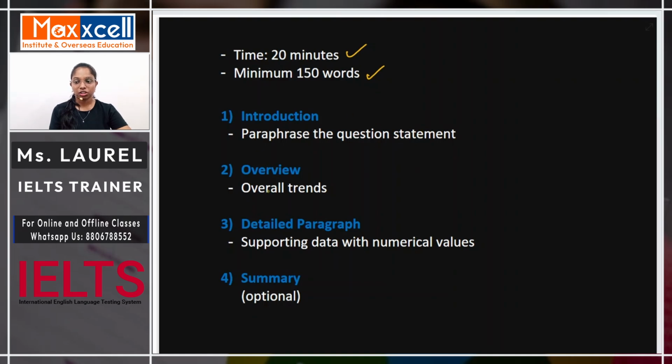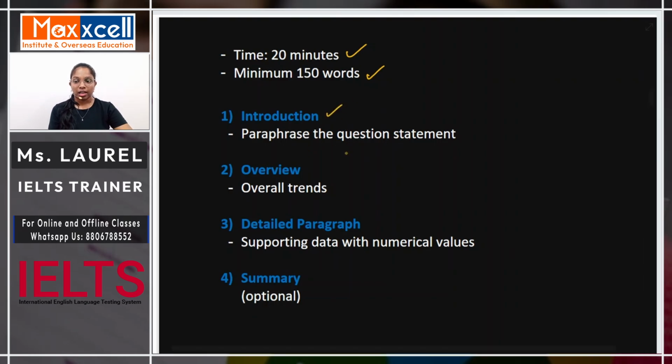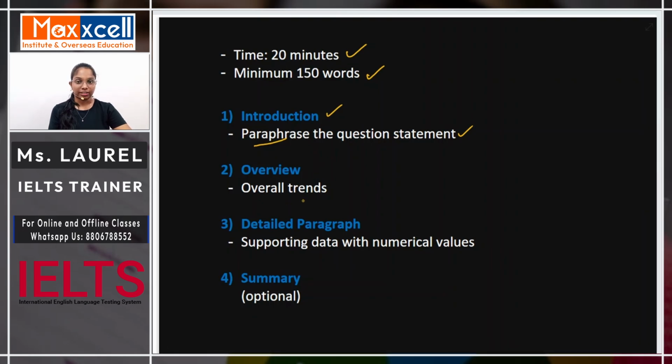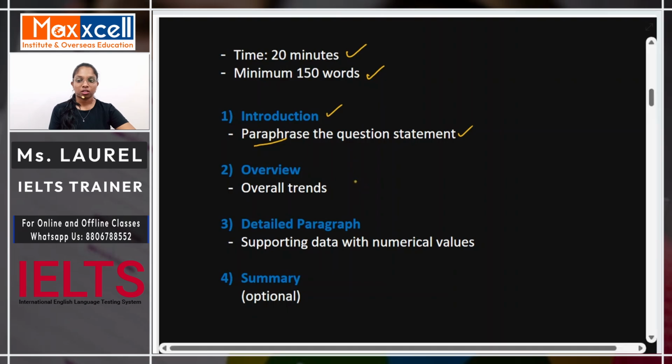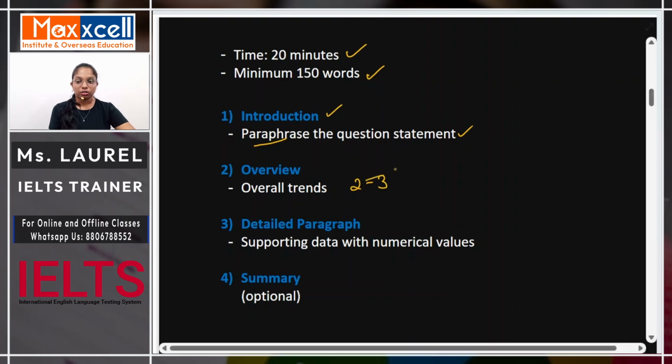Now moving on, this is the structure in general. You can see that first we need to give the introduction of your report. And what do you need to do there? You need to just paraphrase the question statement. That's all you need to do. Then coming to the overview, you need to write the overall trends. Pick any 2 or 3 main points that are happening in the graph, the trends that are there, maybe like the highest or the lowest part, and then elaborate on the same. So these few points need to take 2 or 3 features or the overall trends.